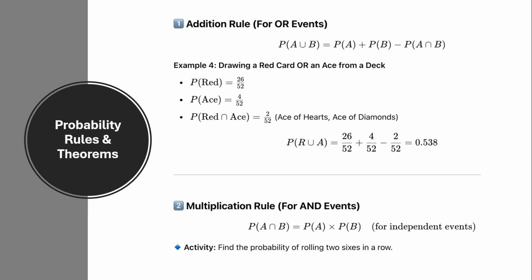Okay. So the last rule that we have discussed was the multiplication rule, right? So it's for AND events. AND events means both are happening together. This is for independent events. The formula: P(A and B) happening together will be P(A) cross P(B). So again, it's an activity for you. We have already discussed, find the probability of rolling two sixes in a row. What will it be? Can anyone guess? If you know the answer, please write it in chat.